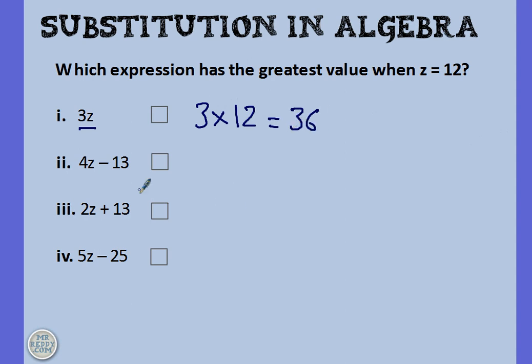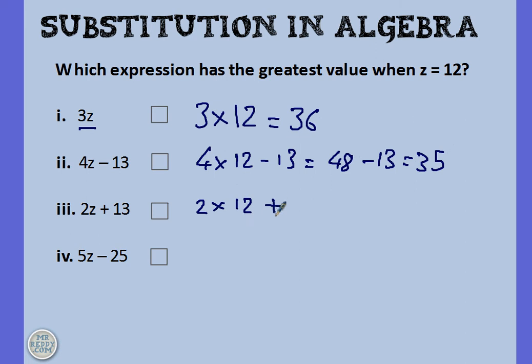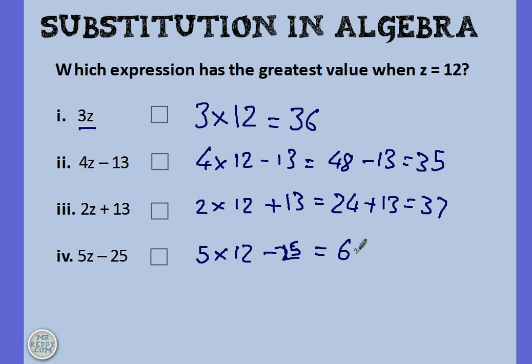It's 36. Next one stands for 4 times 12, take away 13, which is 48, take away 13, which is 35. So far, this one is bigger. This stands for 2 times 12 plus 13, which is 24 plus 13, which is 37. Right, this one is actually bigger so far. How about the last one? 5 times 12, take away 25 is 60, take away 25, which is 35, same as the second one. So it turns out that this has the greatest value when z equals 12.